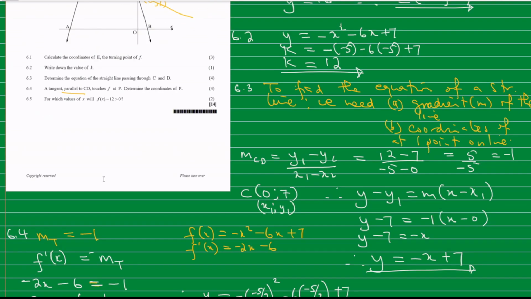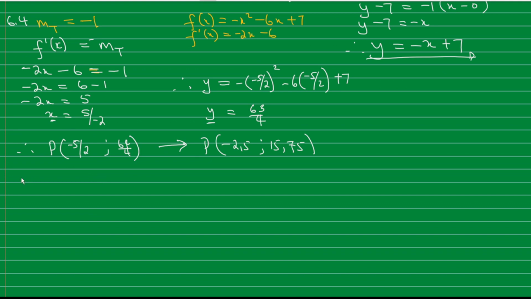The last question is to find for which values of x will f of x minus 12 be greater than 0. For which values of x will f of x minus 12 be greater than 0? So 6.5, we are required to find for which values of x the function f of x minus 12 will be greater than 0.